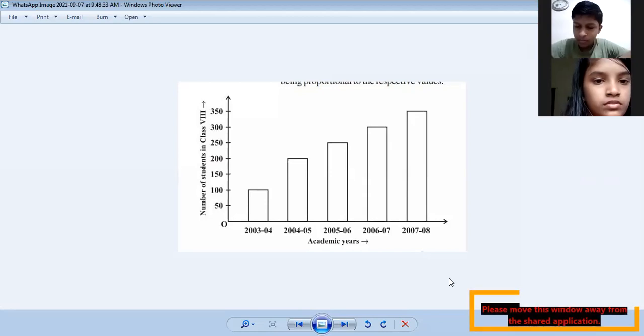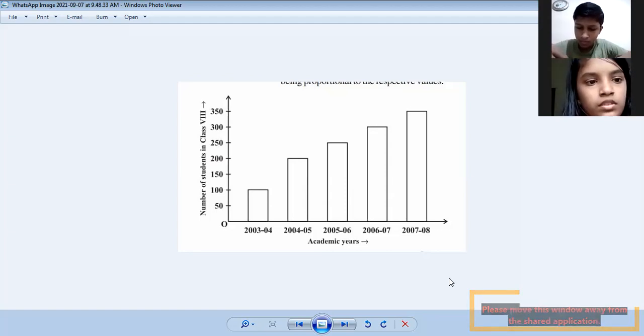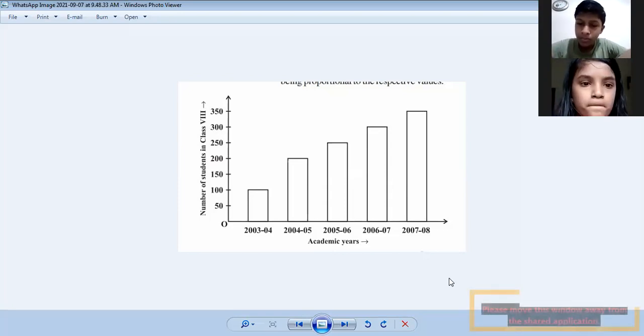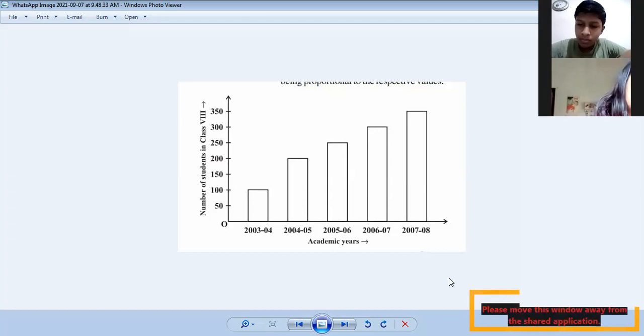But you can look at 2005 to 2006. What is the number of students in 2005 to 2006? It is 250. About 2006 to 2007, it's about 300. And in 2007 to 2008, it's about 350. There is only an increase of 50 students in each year. But in the case of 2004 to 2005, there is an increase of 100 students. That's why the maximum increase happened in the year 2004 to 2005.